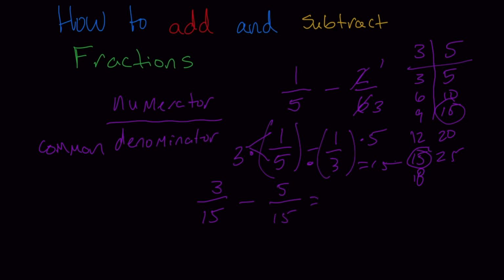I now subtract. 3 minus 5 would give me a negative 2, and we leave the 15 as is. We end up with negative 2 over 15. Simplify if we can, which we can't, and so we have our final solution of negative 2 over 15. And that is how we subtract fractions.